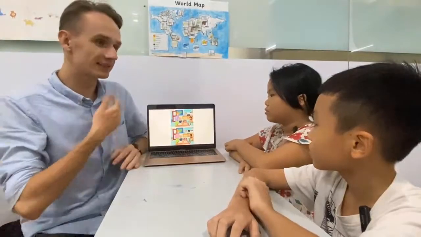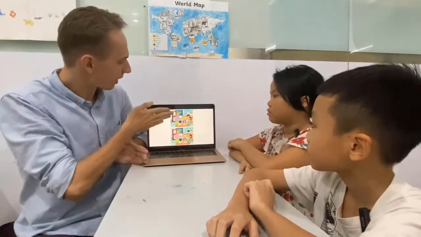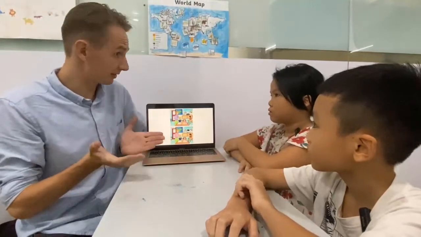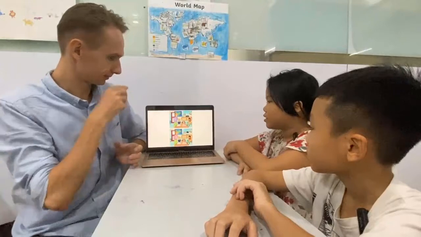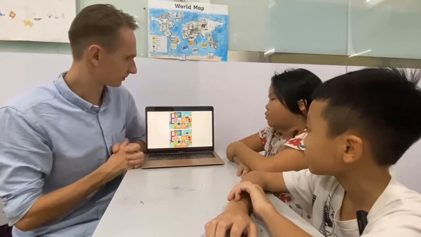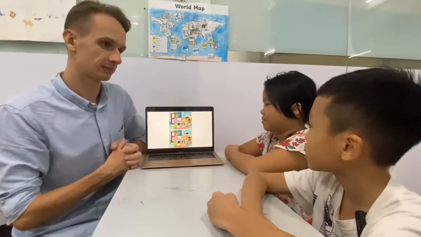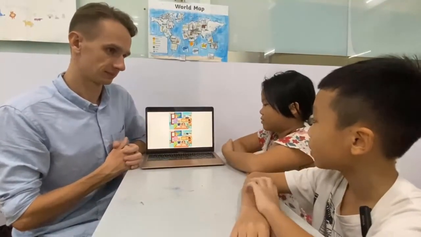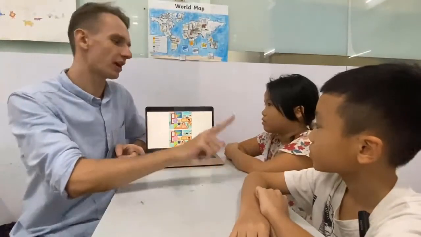Very good. My friends, look at these two pictures. There are some differences. Picture A, picture B. Let's find some of them. Picture A, picture B. In the picture B, the teacher is wearing a sweater. Alright, now you. Picture A, picture B.